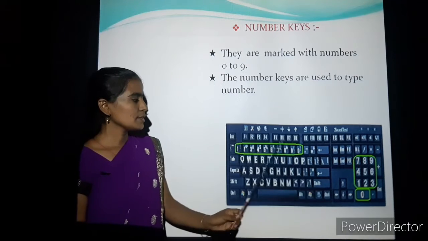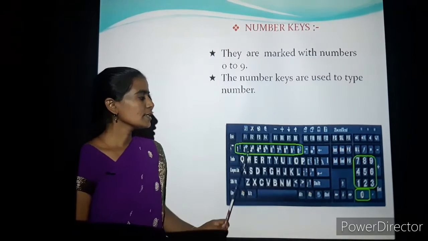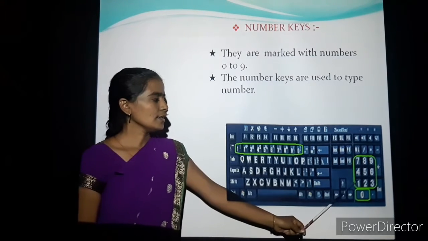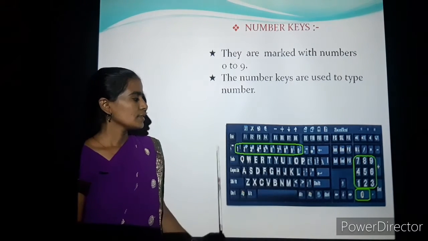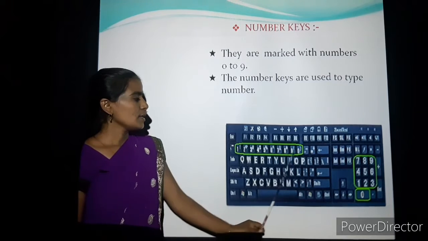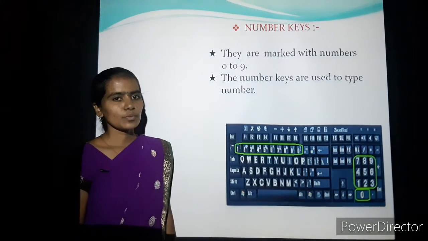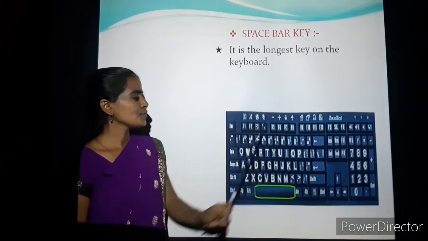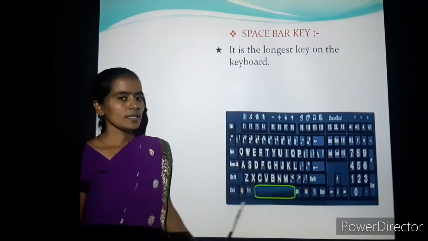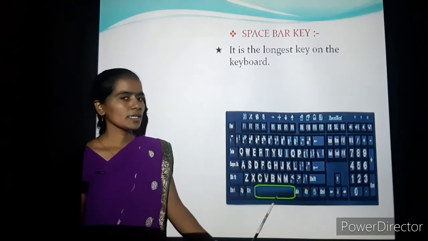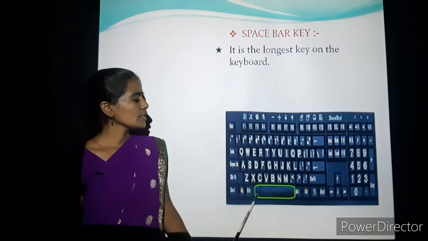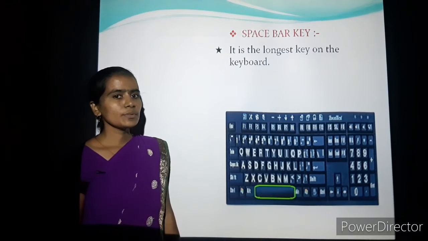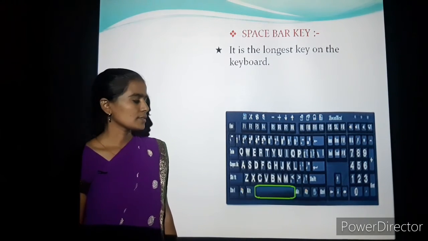Number keys are present at two places on the keyboard, above the alphabet keys and on the right hand side of the keyboard. There are a total of 10 number keys on the keyboard. Next, space bar key. Space bar key is the longest key on the keyboard. It is used to give a small space between two words or letters or numbers.